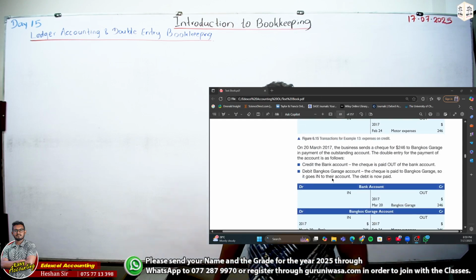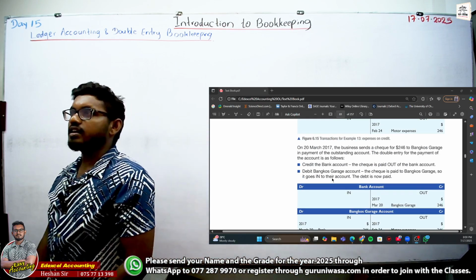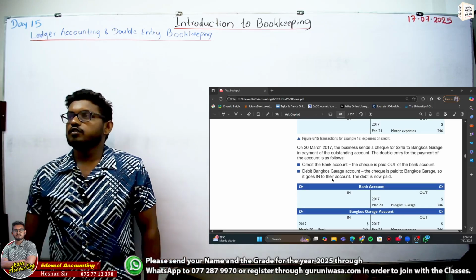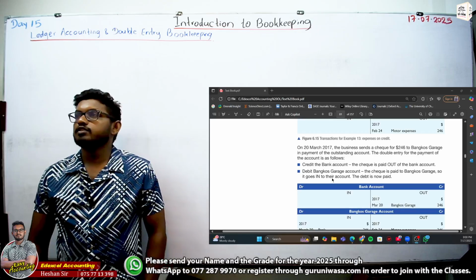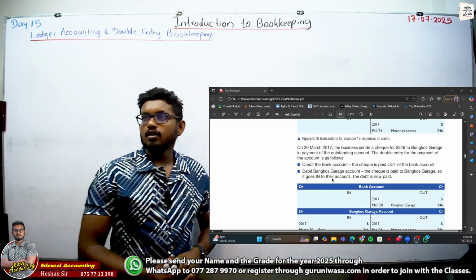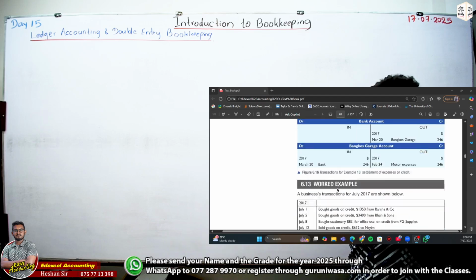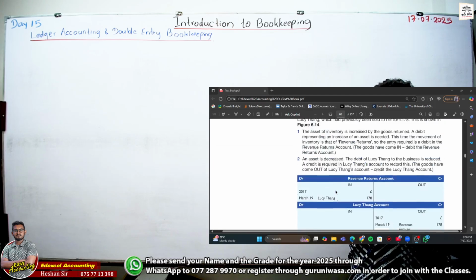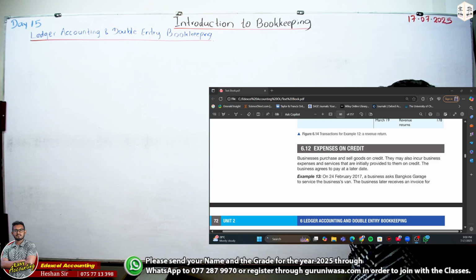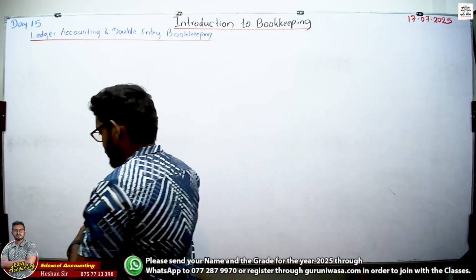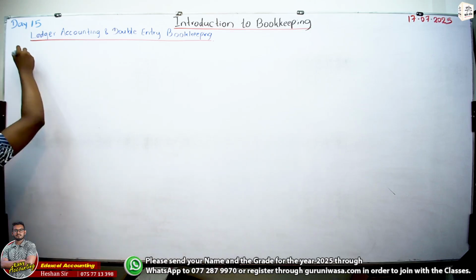On 20th March 2000, the business sends a check for 246 to Banco Garage in payment of the outstanding account. The double entry for the payment of the account is credit bank account, debit Banco Garage account, right? Like this. Now we are discussing expenses on credit, right?